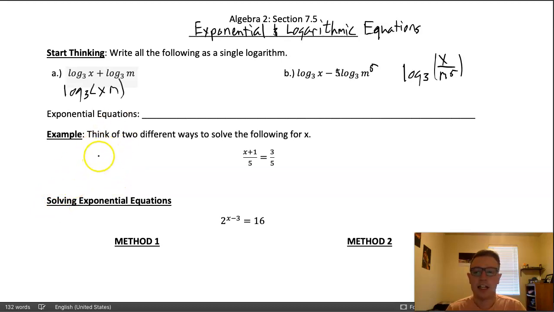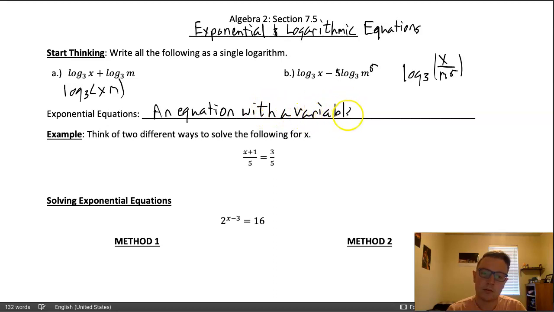Now let's define an exponential equation, being as that's one of the things today's lesson is about. An exponential equation is an equation with a variable in the exponent. So to be an exponential equation, we need a variable to be inside of the exponent, meaning we need to have some power raised to the x.